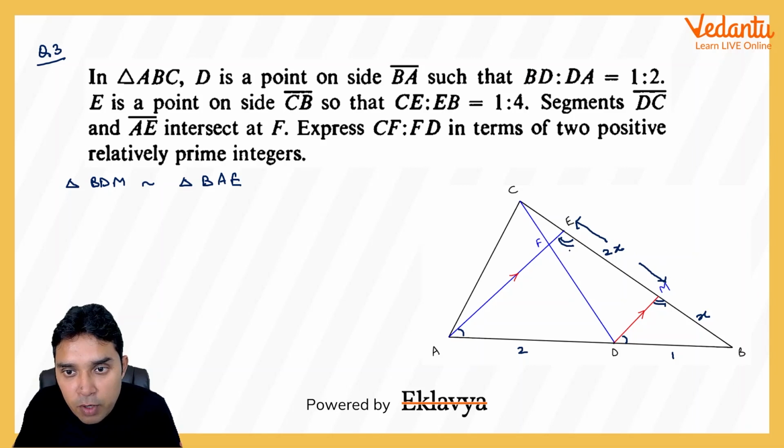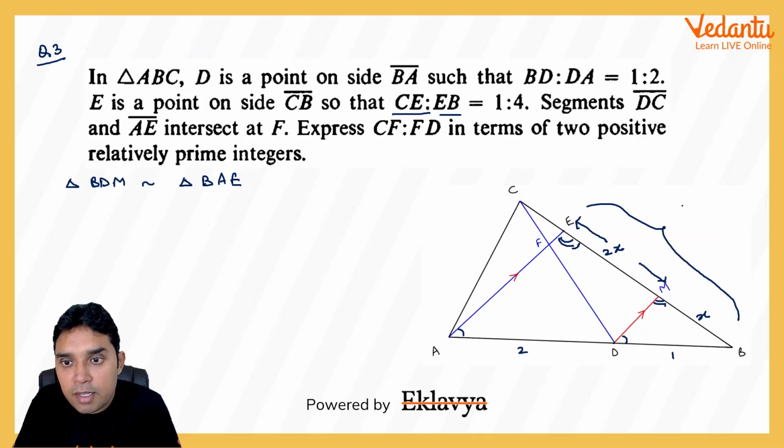Now, we have found this x, this 2x, but if you remember, this CE ratio EB is given as 1:4. So we have found this EB to be complete. If I write this as 3x, so CE should be 3x by 4, one-fourth of this. Okay, now we are looking for the ratio CF and FD.